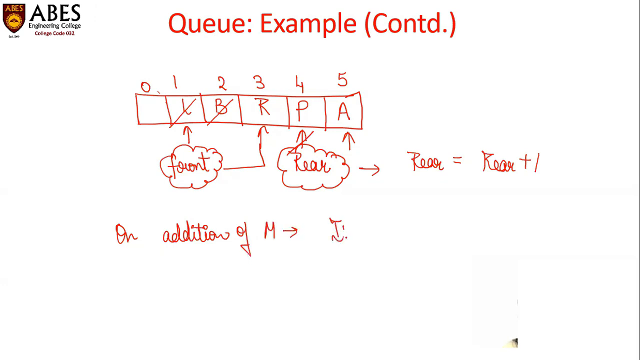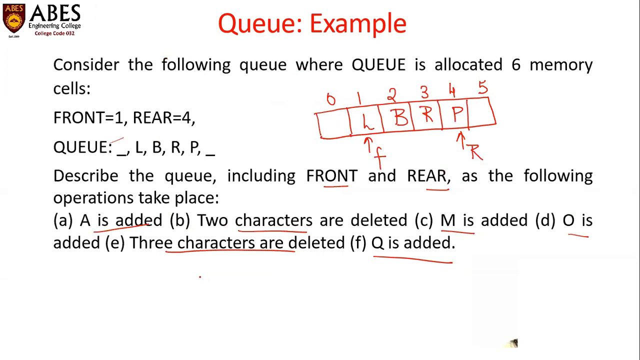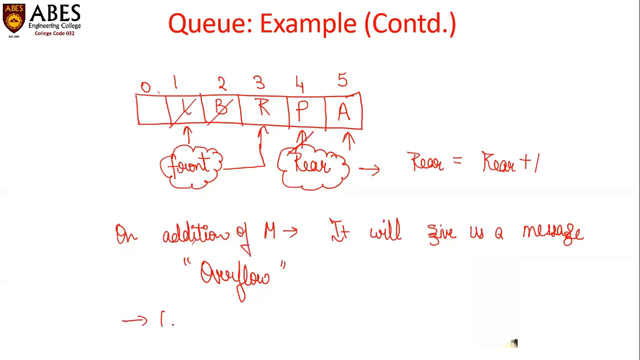it will give us a message overflow. Overflow means we cannot insert new element inside this queue right now, as we do not have another memory space. Even though we have vacant memory spaces, we cannot perform insertion over that. Okay. Next element is O is added. Similarly for O also, it will return overflow.